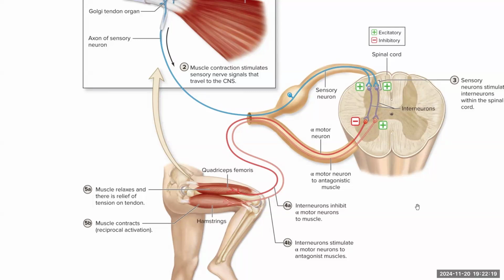So the quadriceps muscle was contracting too much. We're going to shut that down. But at the same time, we're going to stimulate the antagonistic muscle, the hamstrings. So that sensory neuron will then activate the interneuron, and that interneuron will then stimulate the alpha motor neuron that goes to the hamstrings, and it causes the hamstrings to actually contract so we can lengthen out the quadriceps femoris muscle because it was overly contracting there.